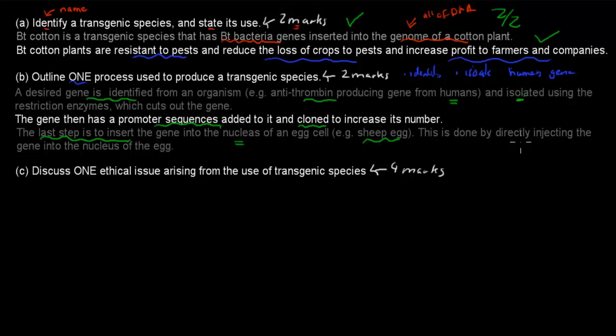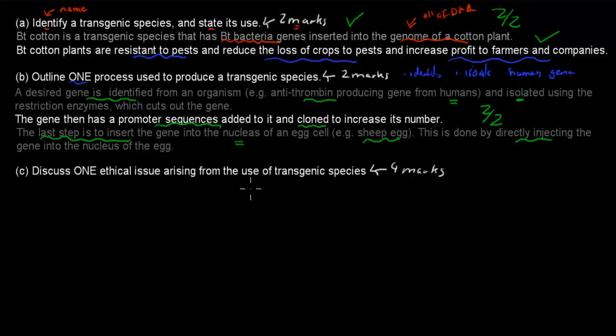And this is done by directly injecting the gene into the nucleus of an egg. So this is how it's done. So all of this together will get you 2 marks out of 2. Here we have gone through the individual steps: identification, isolation, adding promoter, doubling its number or cloning its number to increase the number of genes we have, and then inserting that gene into the sheep as last step.